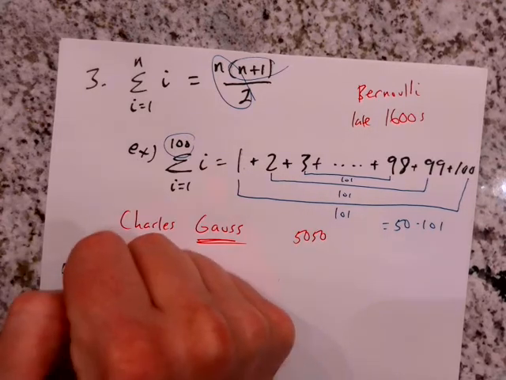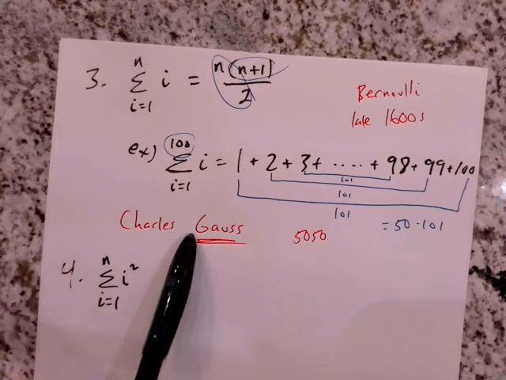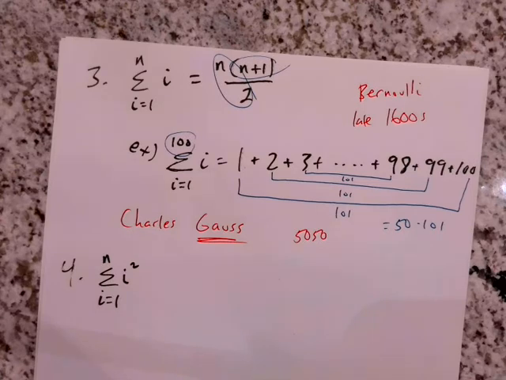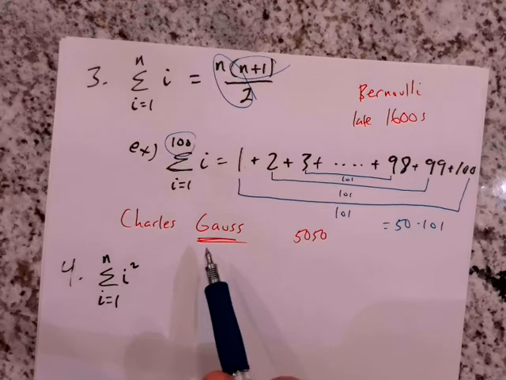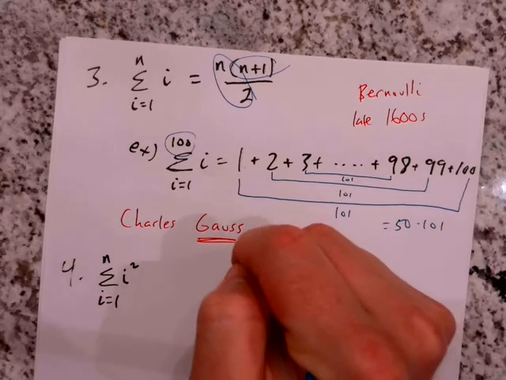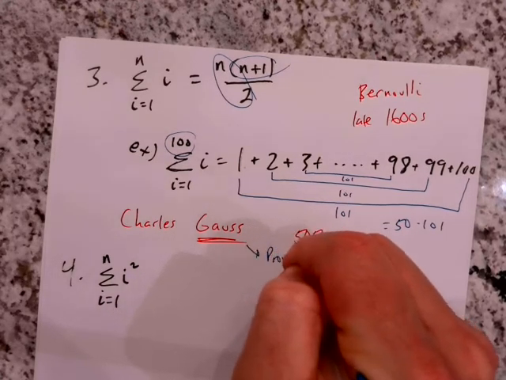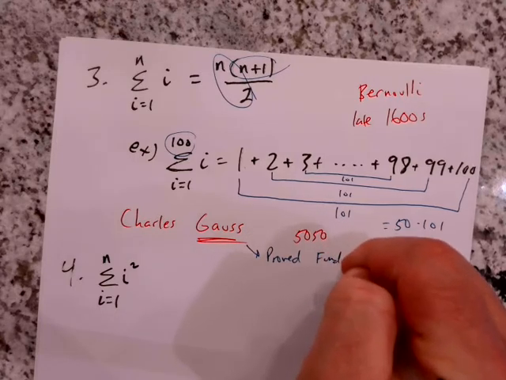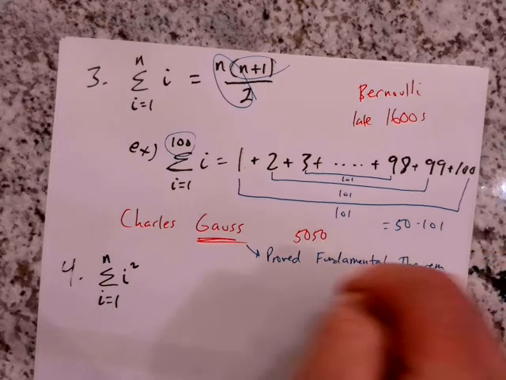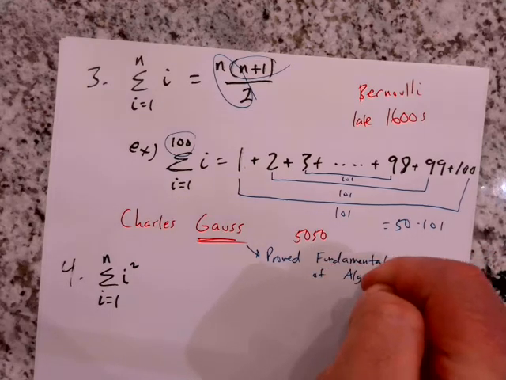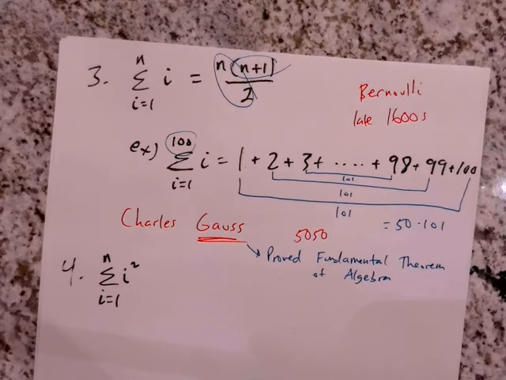Actually, one last note before we go to property number 4 on Charles Gauss. Charles Gauss did a ton of stuff in his time, but one of his big things that first caught the attention of people was that he proved the fundamental theorem of algebra, which you may remember from your high school courses. This says like an nth degree polynomial has n roots, essentially.